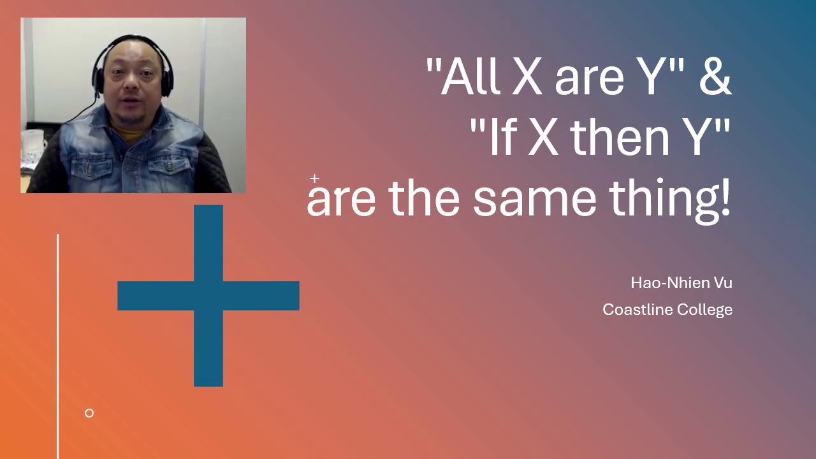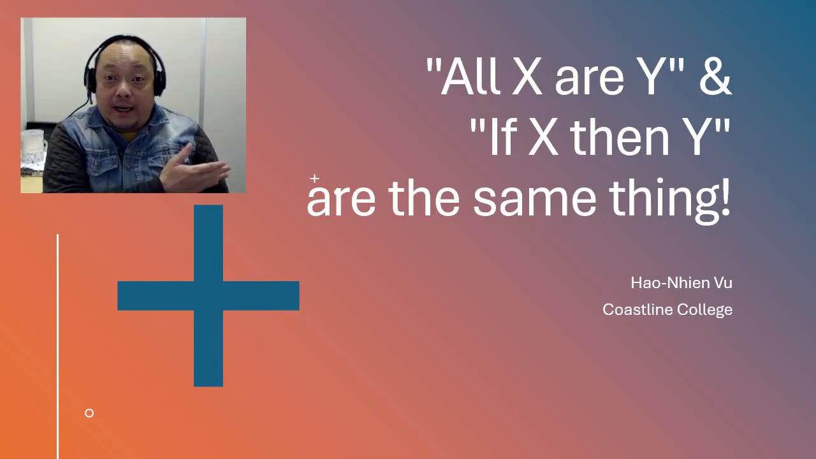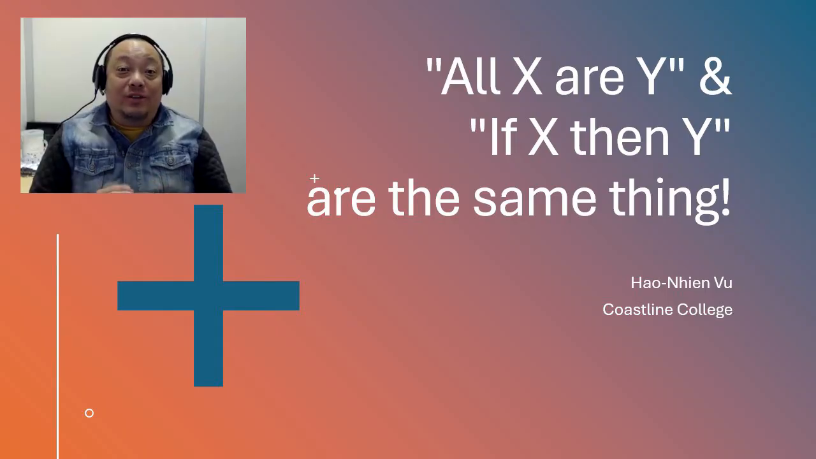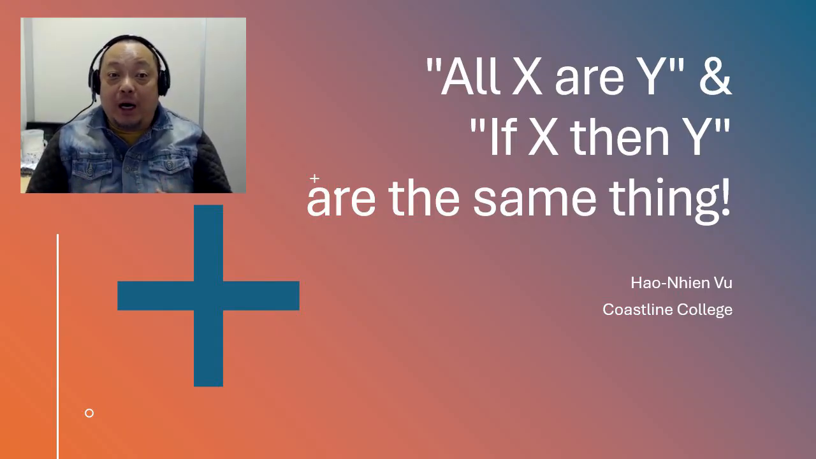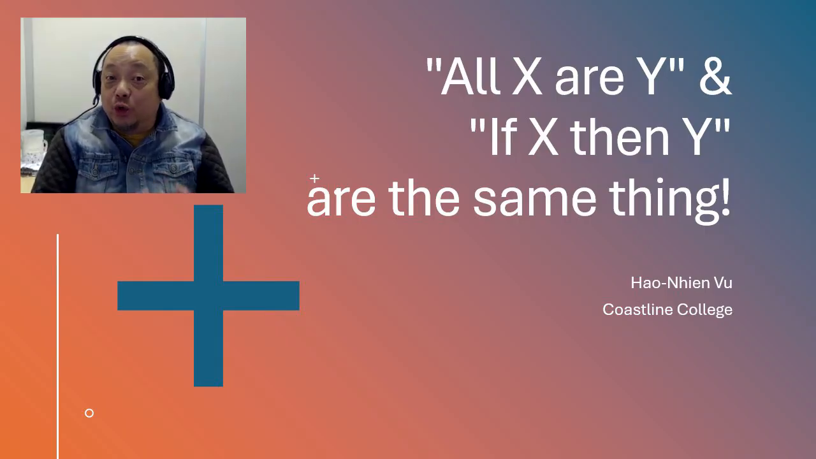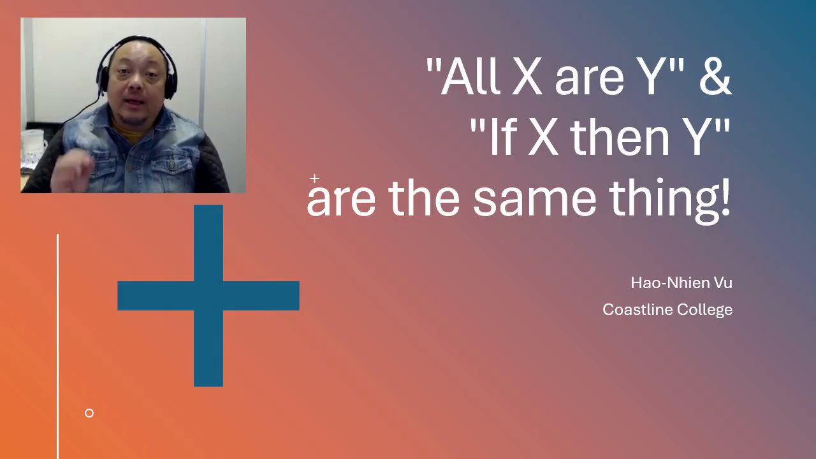Hi, in this video, I want to show you that these two statements, "all X are Y" and "if X then Y," are the same thing. I'll show it by using Venn diagrams. And I'll also remind you where the hypothesis and conclusion go in a Venn diagram, because a lot of students have it the wrong way around. Let's take a look at some examples.